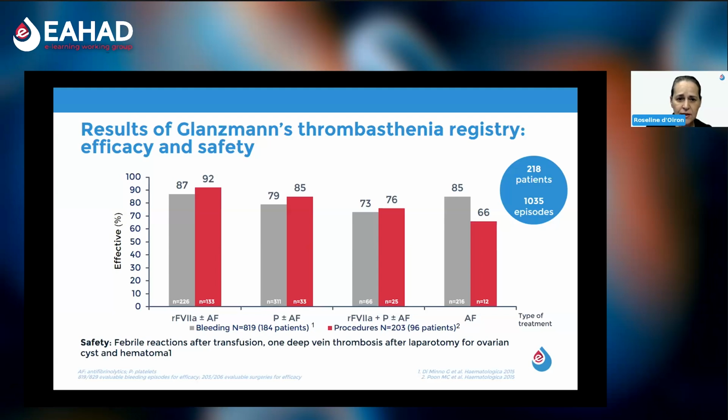Regarding safety, during the follow-up of the Glanzmann Thrombasthenia registry, some reactions occurred after platelet transfusion, and there has also been some thrombosis related to the use of 7A that has been recorded after a laparotomy for ovarian cyst and hematoma.